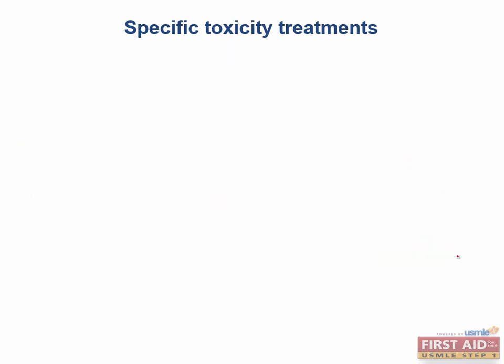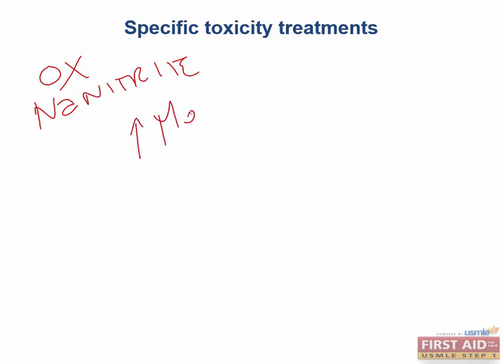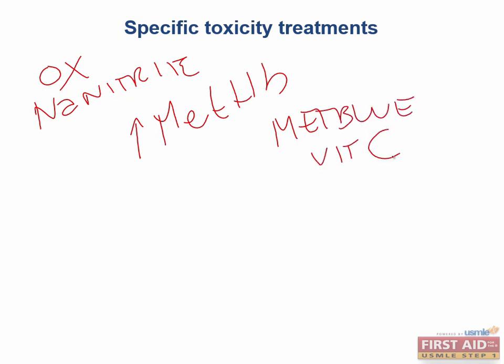Okay, in the last situation, let's say we accidentally give the patient too much of the oxidizing agent, the sodium nitrite. And now the methemoglobin levels are through the roof. Oops, we did too much good. What is the treatment for methemoglobinemia? How about methylene blue and vitamin C? That's so random. How are you going to remember this?